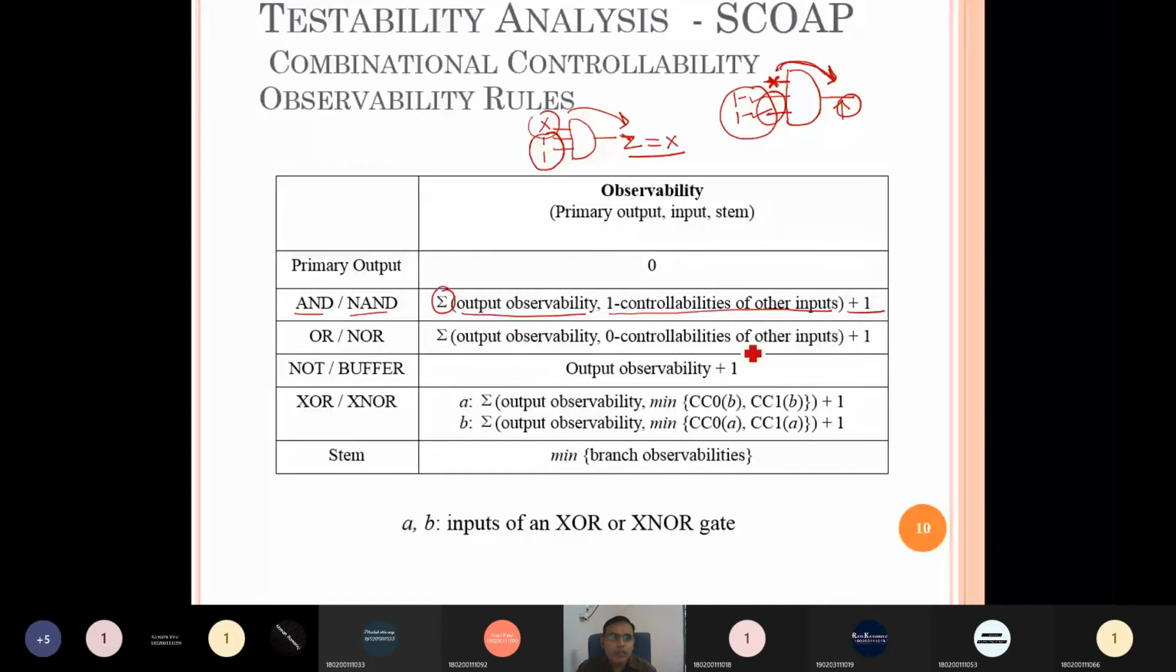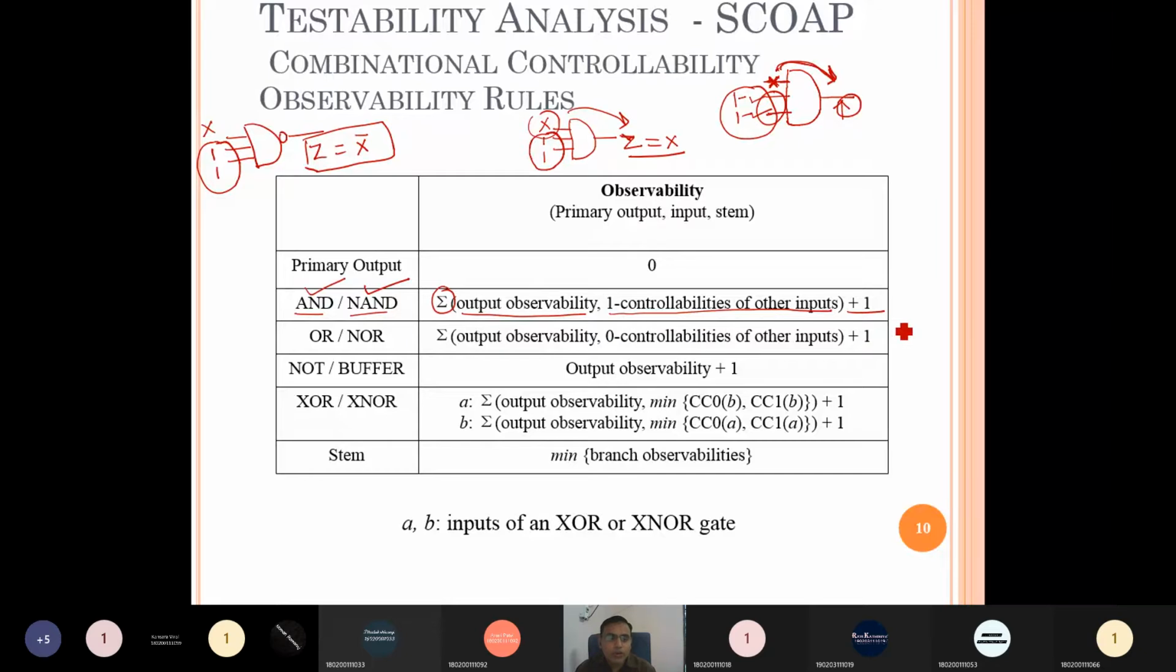Similarly for the NAND gate, if you want to observe any input of the NAND gate at the output, suppose this X, we have to set the remaining inputs to 1, and then we get Z equal to X bar. Otherwise we will not observe this X at the primary output. So here also the remaining inputs must be logic 1. That's why for AND as well as NAND, the observability equation is the same. It is the summation of output observability plus the one controllabilities of the other inputs plus 1.